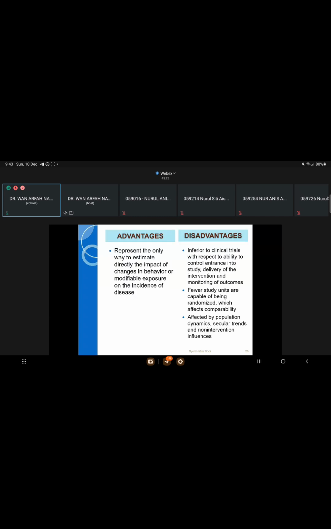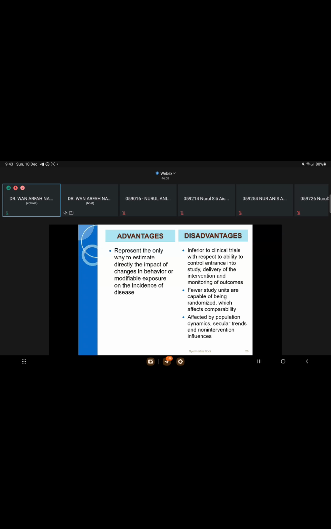Advantages: community trials represent the only way to estimate directly the impact of changes in behavior or modifiable exposure on the incidence of diseases. But community trials are, of course, inferior to clinical trials with respect to the ability to control entrance into the study, delivery of the intervention, and monitoring of outcomes. Fewer study units are capable of being randomized, which affects comparability. In a community trial, it is difficult to do randomization, so you need to be careful about the comparable groups.